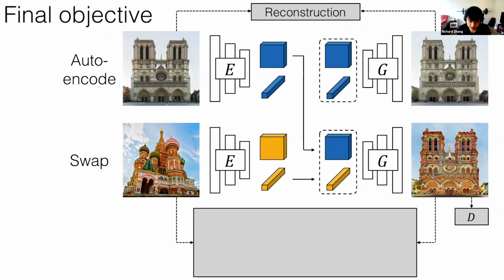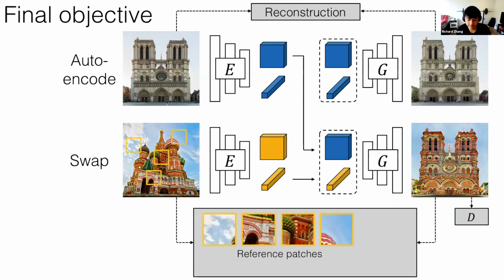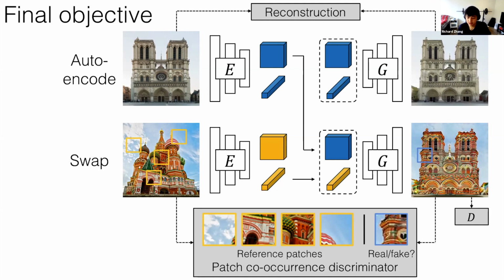And there's a bit more to it. Instead of just using two patches, we actually use a few random patches from the bottom image. That's just to get a distribution over the textures that are in that image. And then we can judge a single patch from the output to see, does that belong or not? That's how we enforce this bottom branch. We call it a patch co-occurrence discriminator. So it's a discriminator that's conditioned on orderless random patches from the reference image.